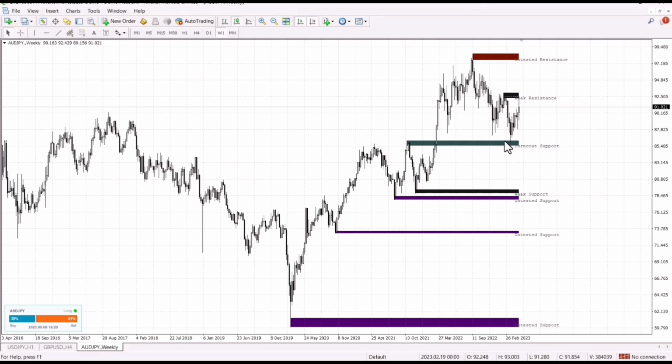So traders, in my coming videos, I'll be showing you other indicators like the order block indicator and also the sentiment indicator, which you are seeing here.